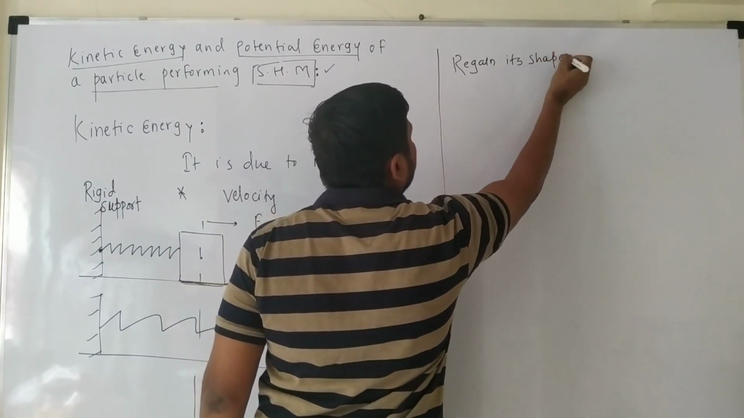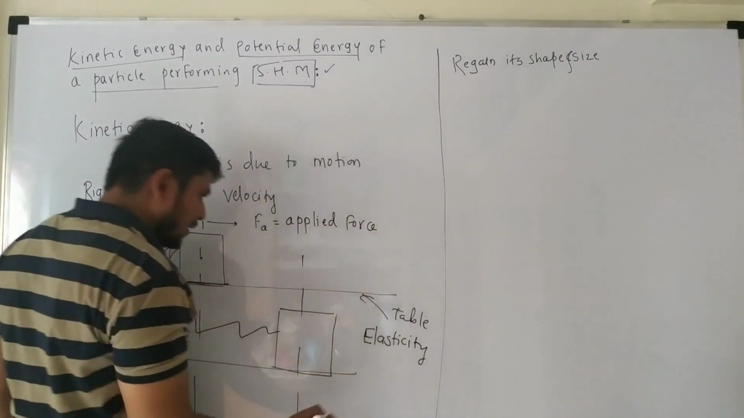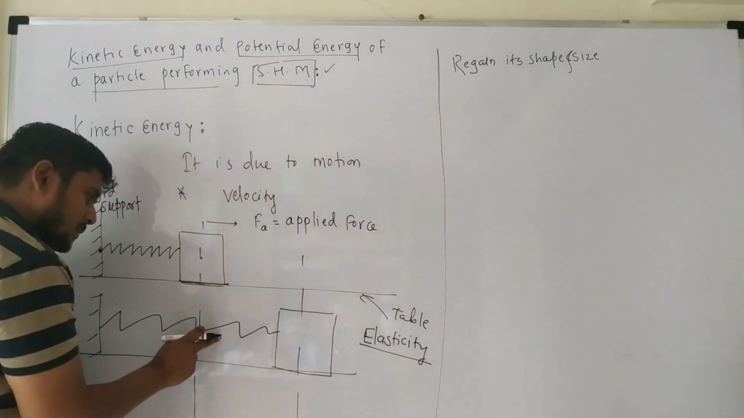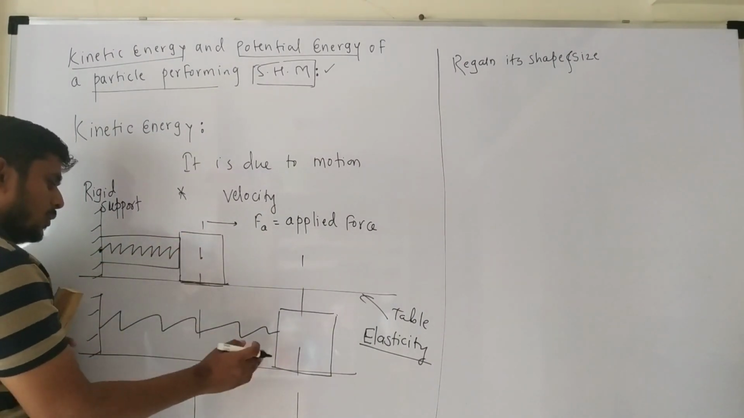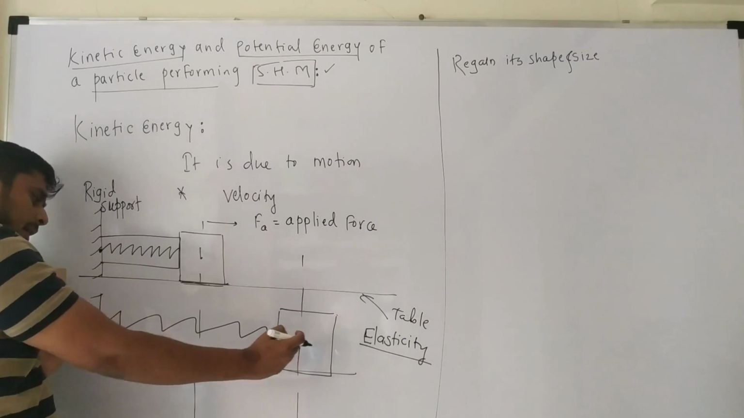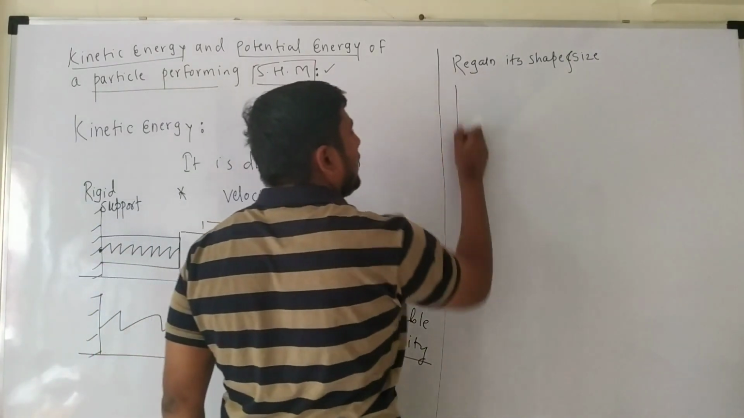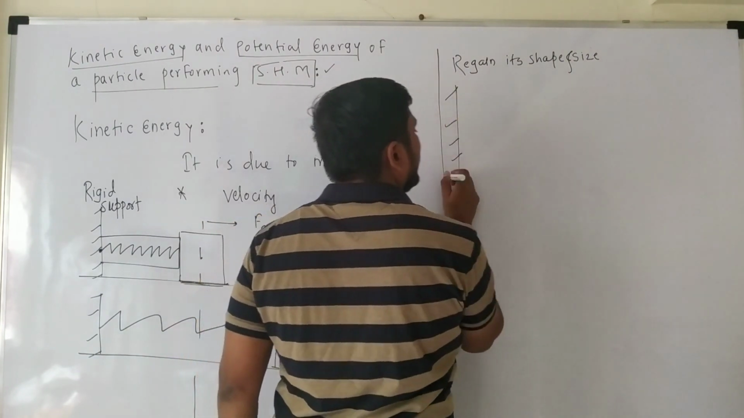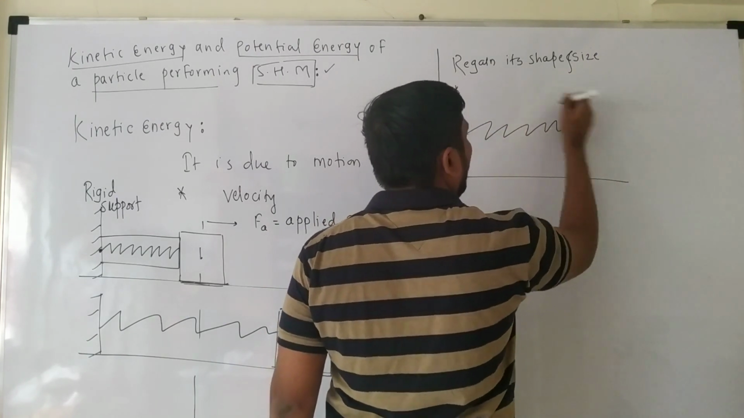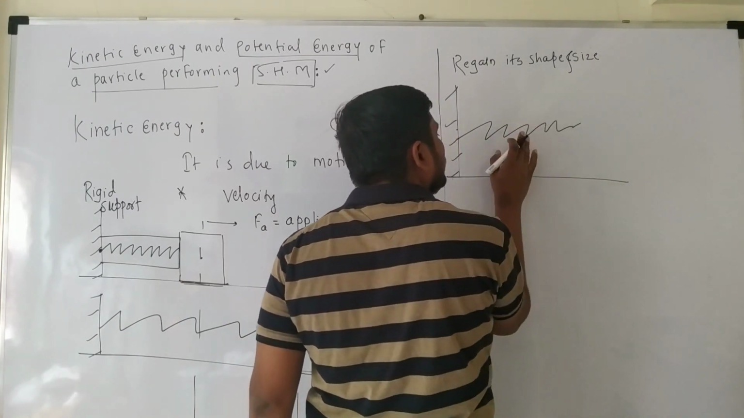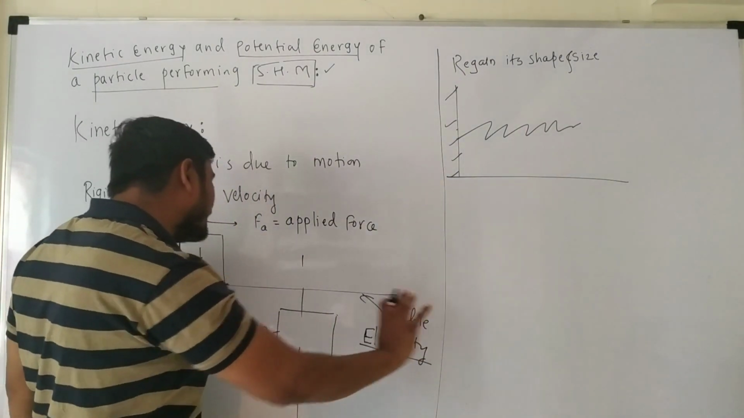So due to the elasticity, this spring will try to regain its shape. The original shape was like this, right? So the spring will try to come back to the original position. Due to that, the spring will compress due to a certain force. Who applies the force? The restoring energy which is stored by pulling this block.